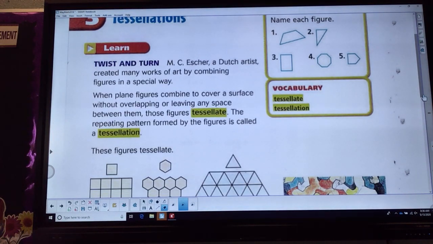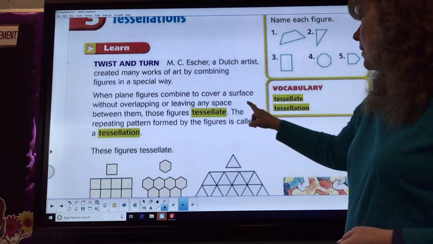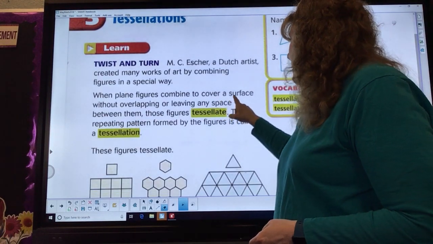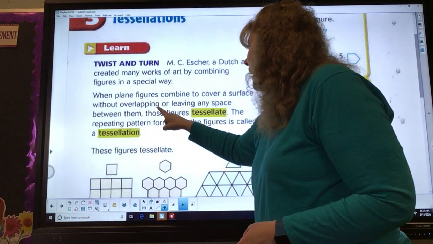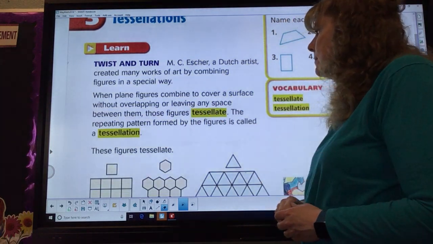Twist and turn. M.C. Escher, a Dutch artist, created many works of art by combining figures in a special way. When plain figures combine to cover a surface without overlapping or leaving any space between them, those figures tessellate. The repeating pattern formed by the figures is called a tessellation. Now remember, part of the caveat here is that they cannot overlap and we don't want to leave any space between them.